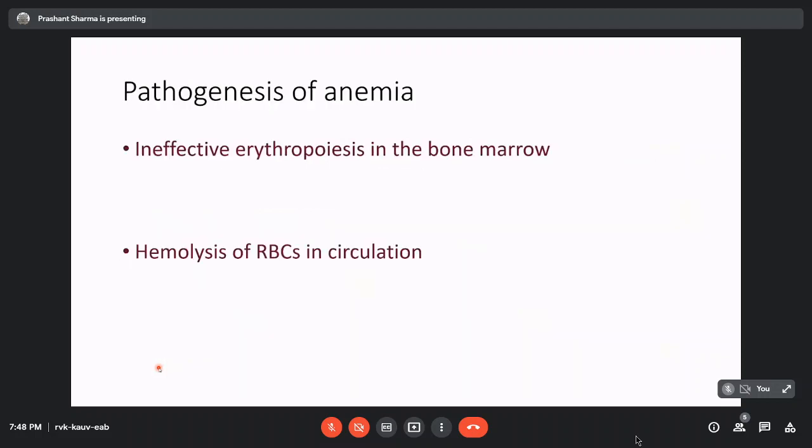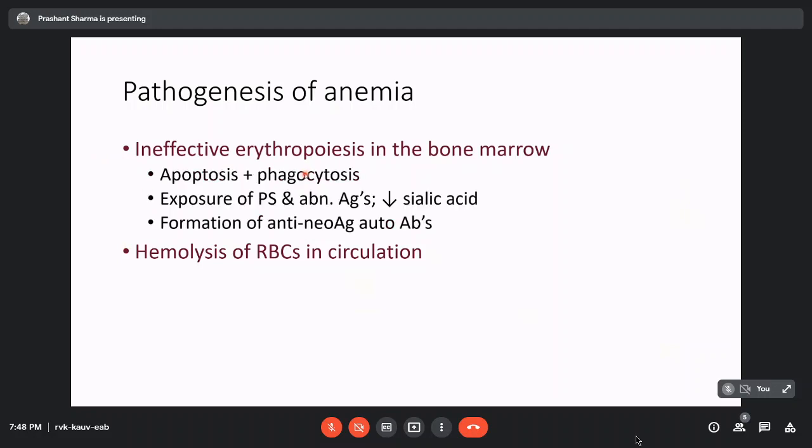So why do these patients have anemia? Well, the answer lies both in the bone marrow as well as the peripheral blood. In the bone marrow, we have ineffective erythropoiesis, which means that the red cell precursors are undergoing apoptosis as well as phagocytosis. And this is because of exposure of phosphatidylserine as well as abnormal antigens, as well as decreased sialic acid, and the formation of neoantigen antibodies against the erythroid precursors.